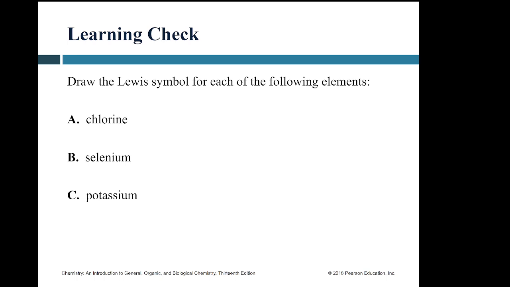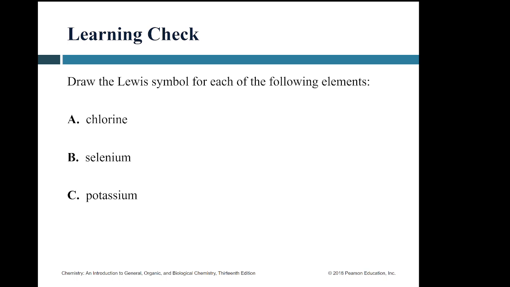Let's draw the Lewis symbol for each of the following elements. We have chlorine. What's that Lewis symbol going to look like? Again, there's a very fast way to do this. What group is chlorine? 7A. So how many dots do you have to put? 7. Exactly.